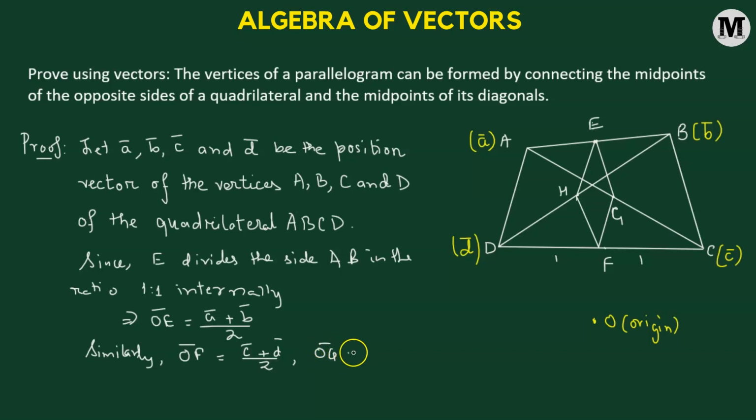Then we have OG vector. Since G is the midpoint of AC, the position vector OG will be A vector plus C vector over 2. And H is going to be the midpoint of BD. So we have OH vector, that's given by B vector plus D vector divided by 2.